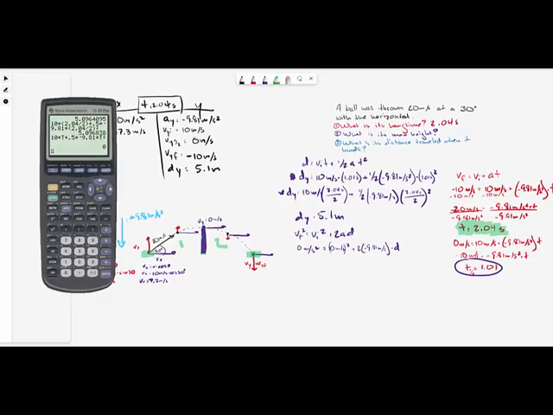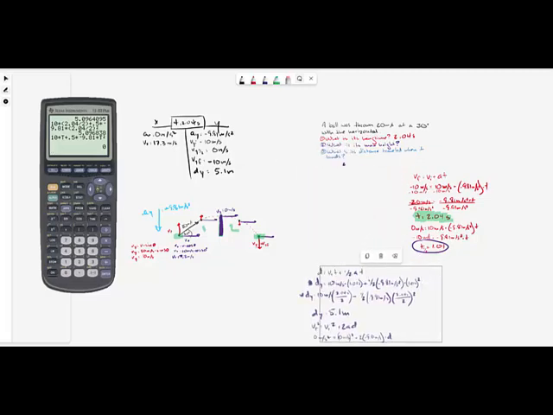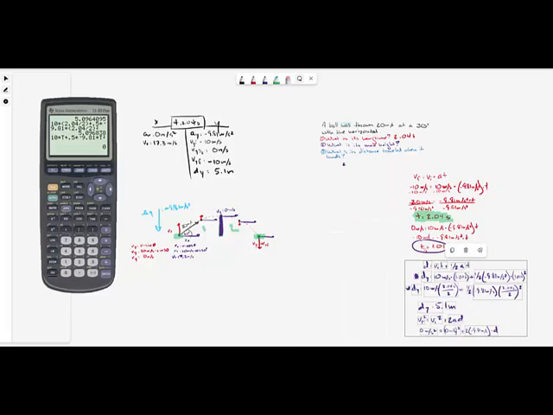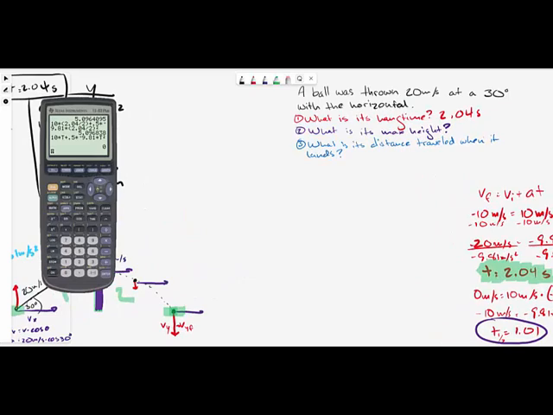Okay. We just solved number 2. Let's move this stuff out of the way to make some space. Let's bring it down here. And again, the answer for number 2, if we zoom in again, is 5.1 meters.